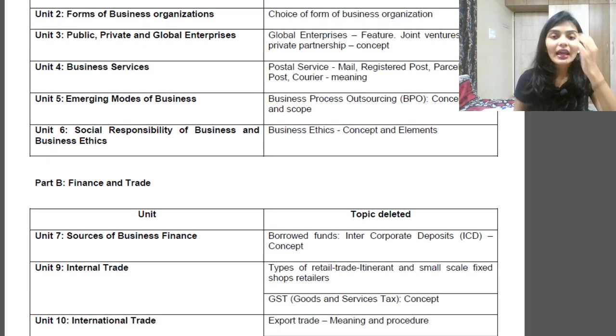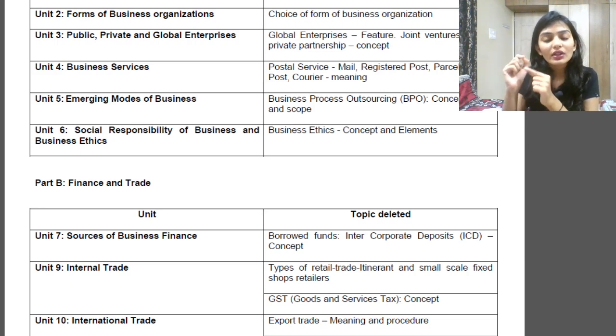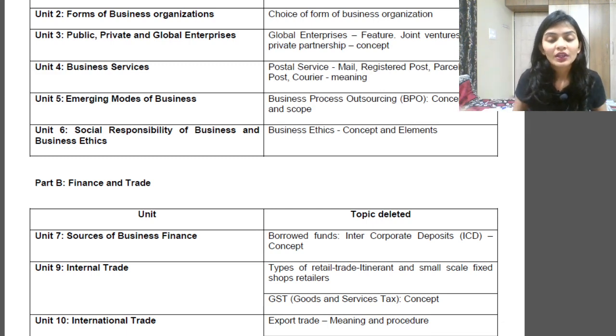In your chapter 9 and chapter 10, in types of retail trade, itinerant and small scale fixed shop retailers, if you remember, this is your 10.5 segment in your NCERT books. In that segment, 10.5.1 goes out. If you check your NCERT, you will find that point also there. So 10.5.1, the itinerant retailers, go out.